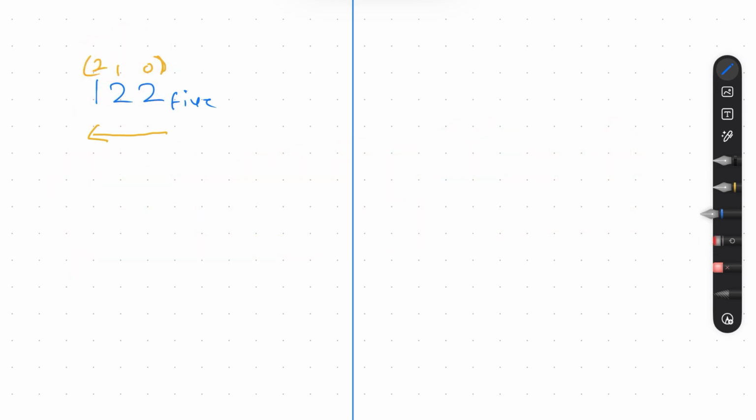So let's do that. First one is 5 to the power of 2 times 1.